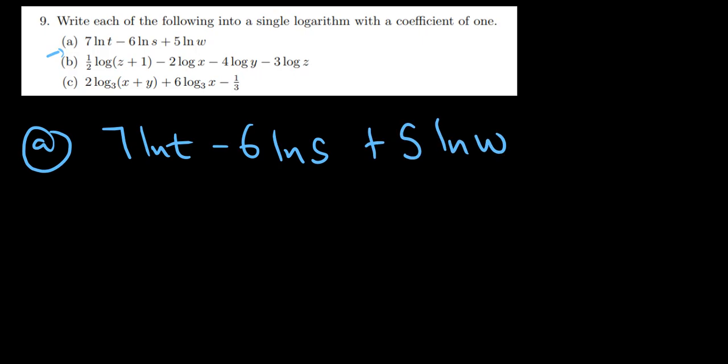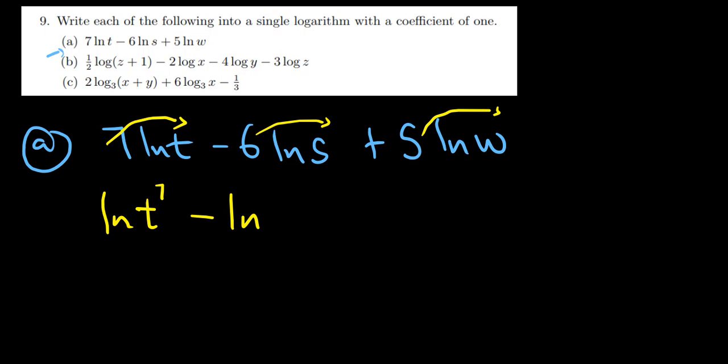The way we treat ln is the same as the way we treat a log, because ln is just a logarithmic function. So what are we going to do in this case to simplify this? We are going to raise the power. So it will be ln t to the power 7. We've raised this 7 to be a power there. We're also going to raise this 6 and this 5 to be powers. So we're going to have minus ln s to the power 6 plus ln w to the power 5.